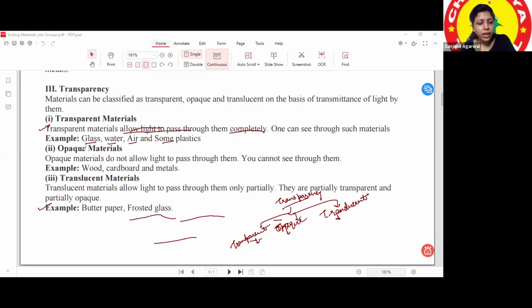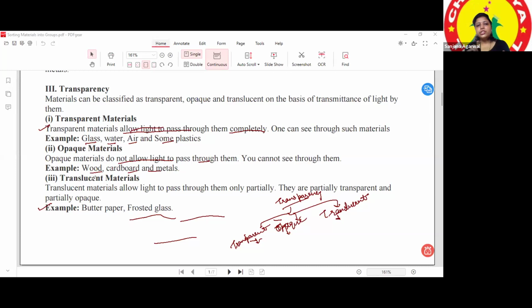Opaque. Opaque materials do not allow light to pass through them at all. So anything made up of wood, like the door, the almirah, the wall, we cannot see through them. So all these objects are opaque. Examples I mentioned: wood, cardboard, and metals.